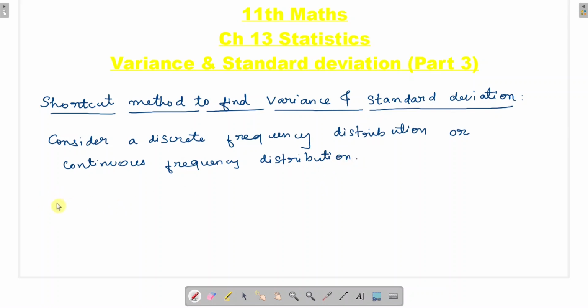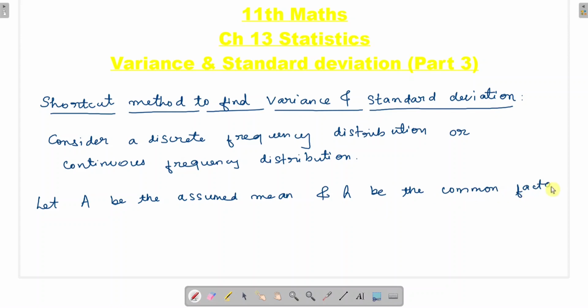Once you have the data, let capital A be the assumed mean of the data and h be the common factor. This we have seen in the video where we discussed the shortcut method to find the mean deviation. So let A be the assumed mean and h be the common factor.